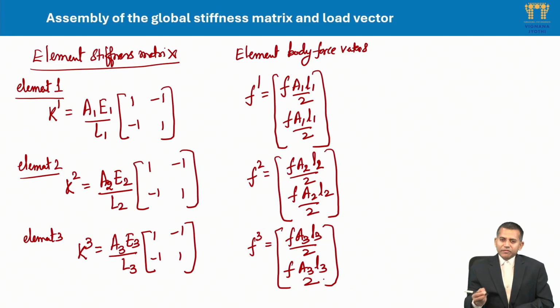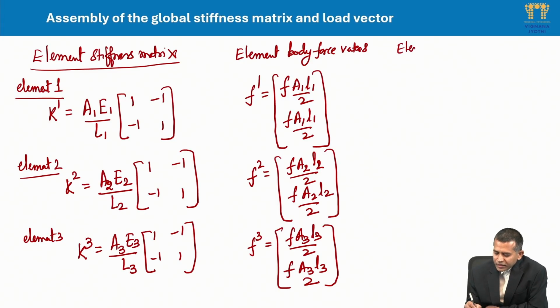If you remember, when we considered the first element, we said half of that body force will go to node 1 and half of the body force will go to node 2, right? Same in element 2, half will go to the first node and half to the second node. Element 3 also, half to the first node and half to the second node. So we have a body force F, multiplied with the volume of that element, which gives the total body force within that element, and half of it is shifted to each node. That way we are writing the element body force vectors.